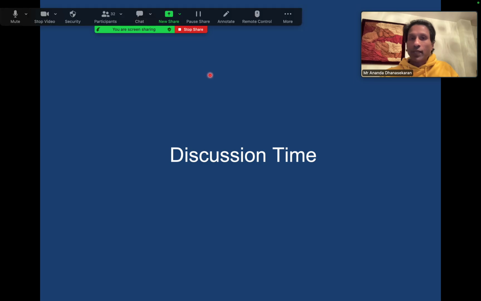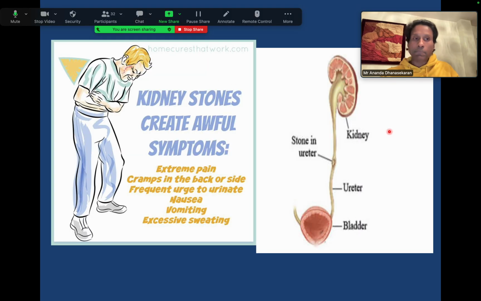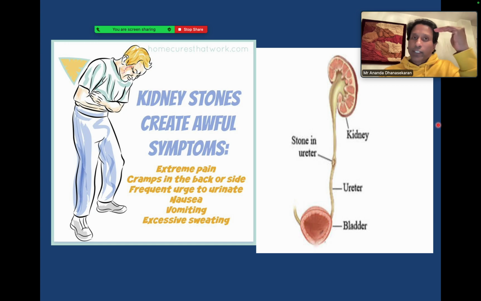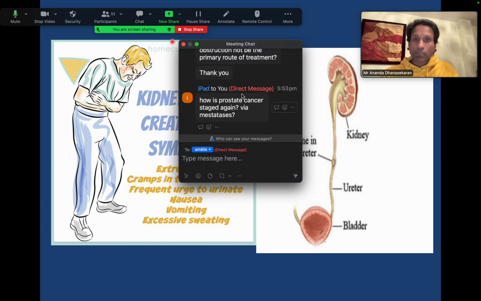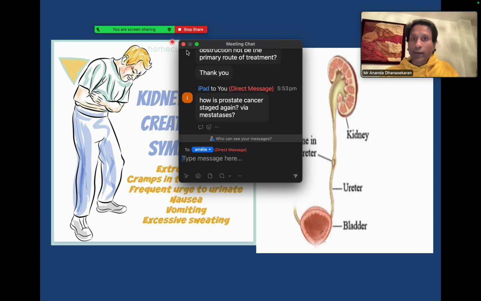Okay, if there are no questions, we will proceed further. Now, after finishing the cancers like bladder cancer, kidney cancer and prostate cancer, we will look into some of the benign conditions. Okay, so how is prostate cancer staged or via metastasis?